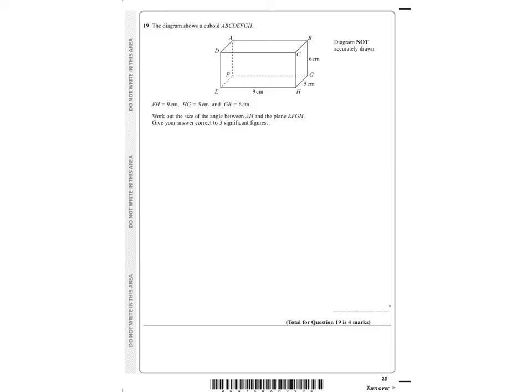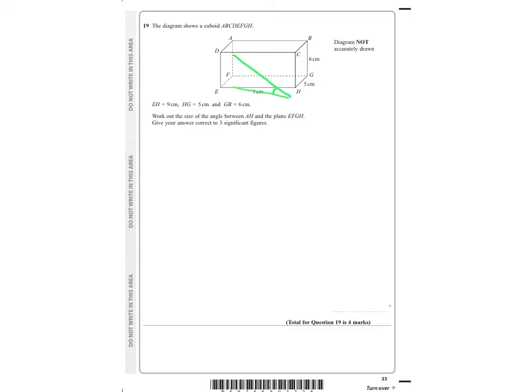So we need to work out the size of the angle between AH and the plane. Here is my AH, and this is the plane at the bottom. We want this angle here. Now, in further maths and in A-level, when we deal with vectors, we can deal with them in 3D. And we can actually apply Pythagoras' theorem when we have a 3D shape to find the length from A to H.